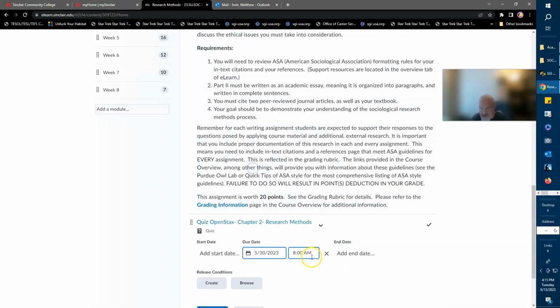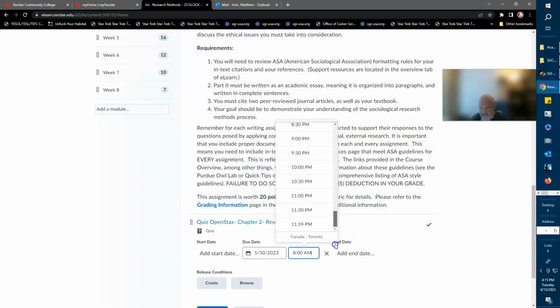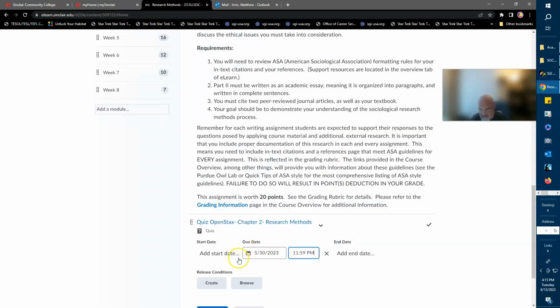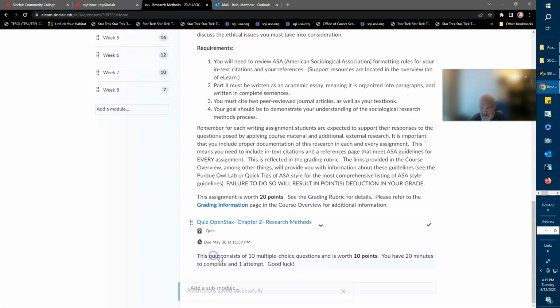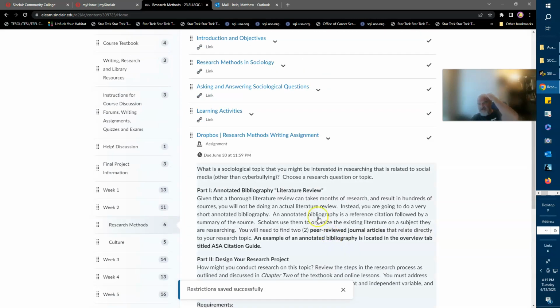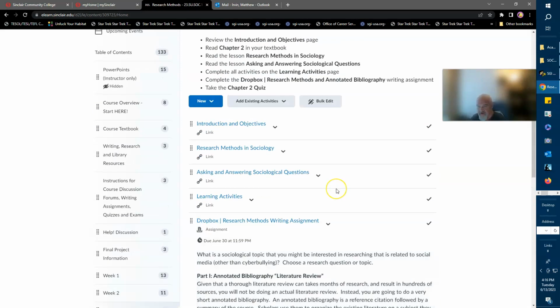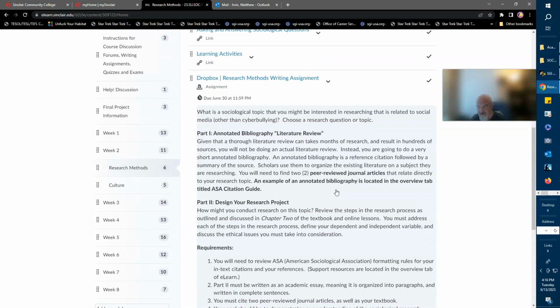It's June 30th, and everything is going to be due on Friday at a minute before midnight. Okay, and so for every chapter you have, and some of these you have to do 2 of these quizzes. Basically, you need to do a chapter. You're going to write an annotated bibliography and a research project.